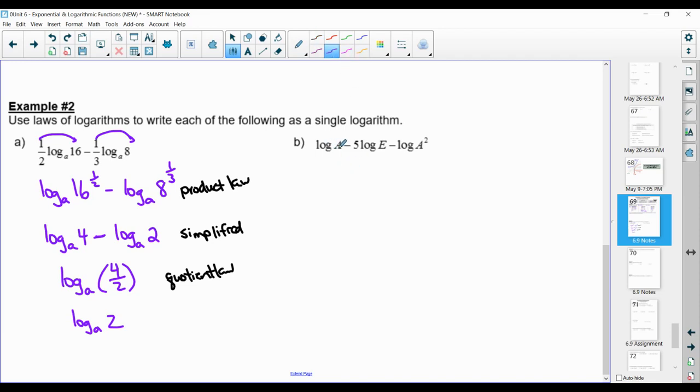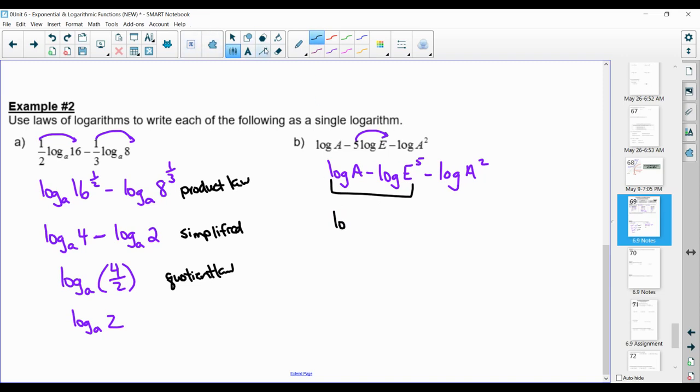So we have log a minus 5 log e minus log a squared. Again, we see subtraction signs, so there's probably going to be a quotient law involved. And so our first step here is to actually move our 5 up. So we're going to have log a minus log of e to the 5 minus log a squared. Anytime that we have numbers or coefficients in front, we're typically going to be moving those up. Now I'm going to combine these first two terms and then we'll deal with the last term.